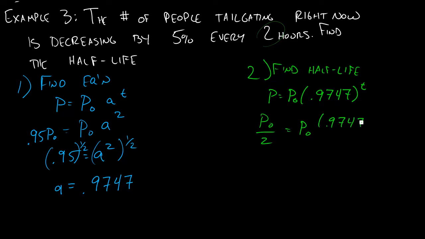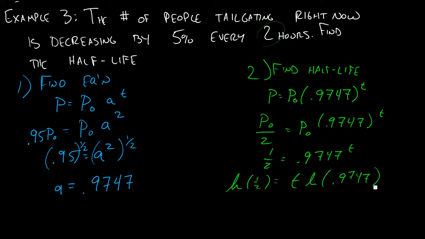And so again, we're just going to solve this by dividing each side by P0. So we'll get 1/2 is equal to 0.9747 to the t. We can take the log of each side and we'll get the ln of 1/2 is equal to t ln of 0.9747. And dividing each side by the ln of 0.9747, we can find that t is equal to about 27.049 hours.